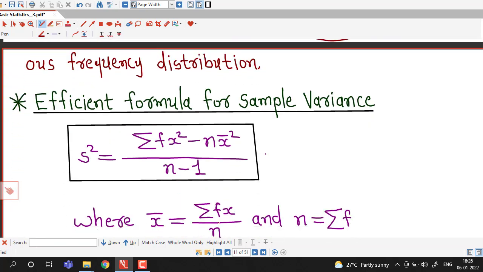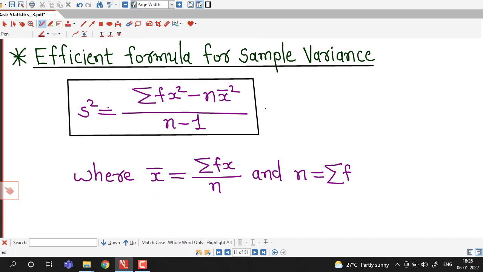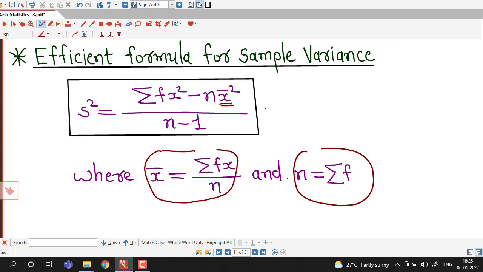This is the shortcut formula for sample variance: s square equal to sigma f times x square minus n times the square of the sample mean, divided by n minus 1, where x bar is sigma f into x divided by n, which is the sample mean, and n is sigma f.